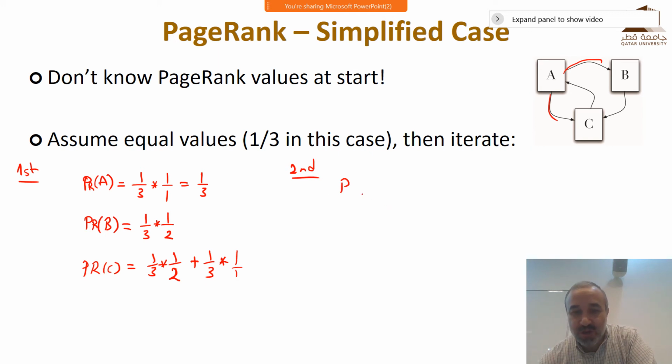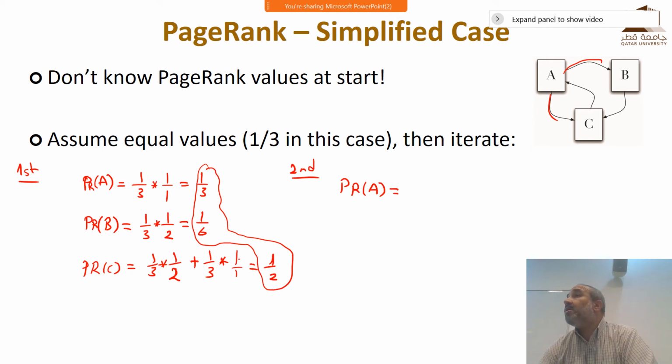Can you tell me what will be PageRank of A in the second iteration? Can someone compute these, please? This is 1 over 6, right? And how about this one? 1 over 6 plus 2 over 6, which will be 1 over 2, right? Okay. Do you notice? What are these? This is the probability distribution, right? Now PageRank of A in the second iteration, Anoud.